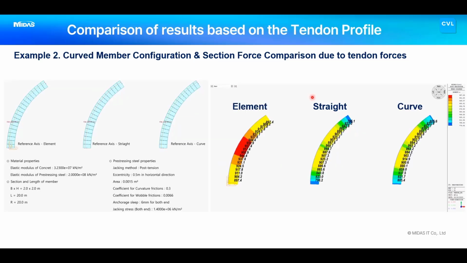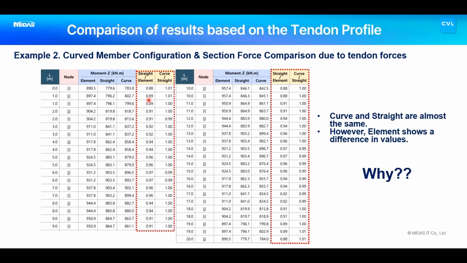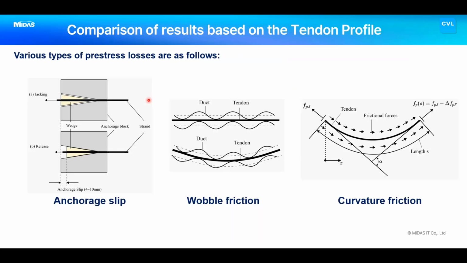In the second example, a tendon is added to a curved element. The straight and curve options give similar results, but the element option is quite different. As you can see here, straight and curve are similar, but the element option has a higher member force, right? So what causes this difference? We have to understand the tendon loss.